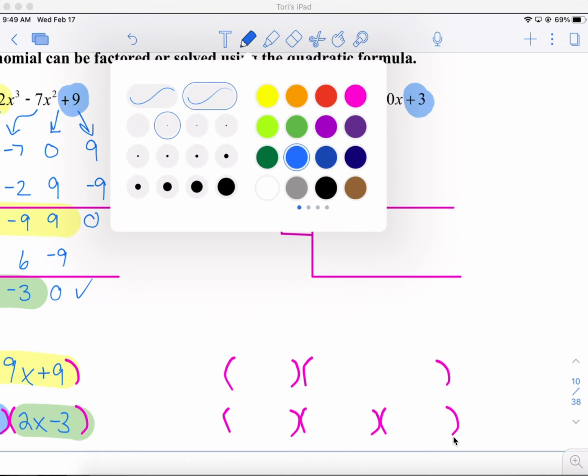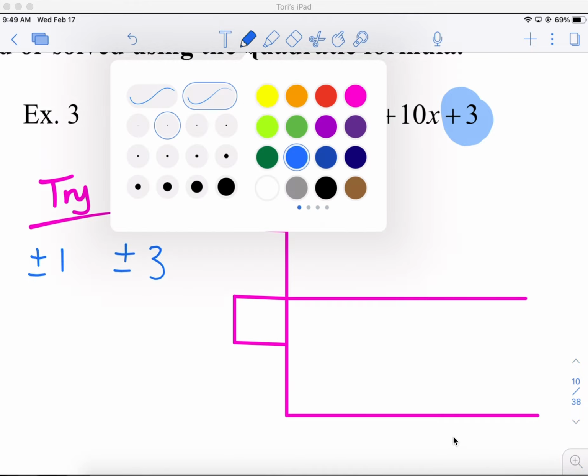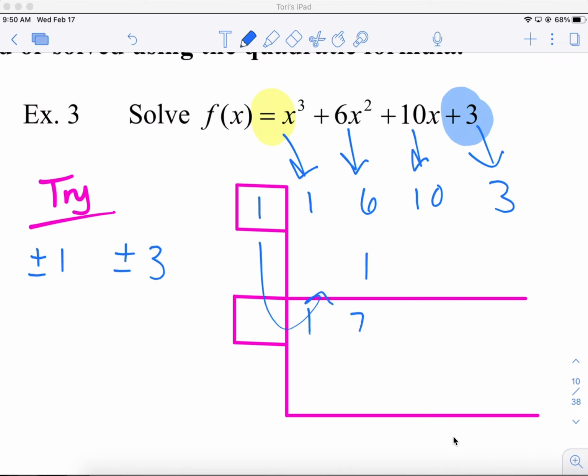All right, on this guy, different factors for my last number. Options for 3 are going to be plus or minus 1, plus or minus 3. Options for my leading coefficient, it's just 1. So all I have is over 1, which is just these two numbers, okay? I'm always going to start by trying 1 first, but let's get our coefficients down here. We've got a 1, a 6, a 10, and a 3. There's no missing numbers, all right? Starting with the 1, bring down 1, multiply, add them together, multiply, add them together.